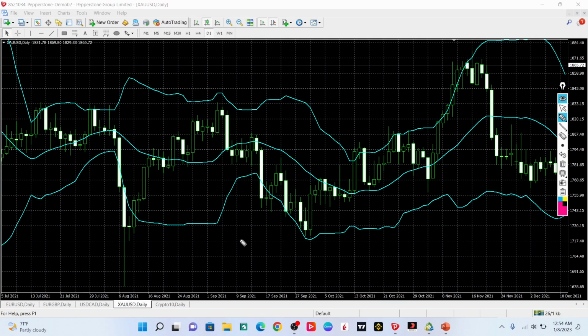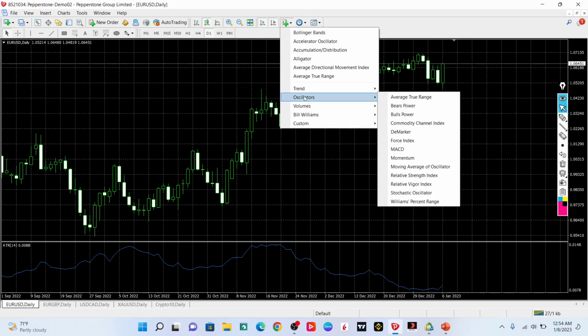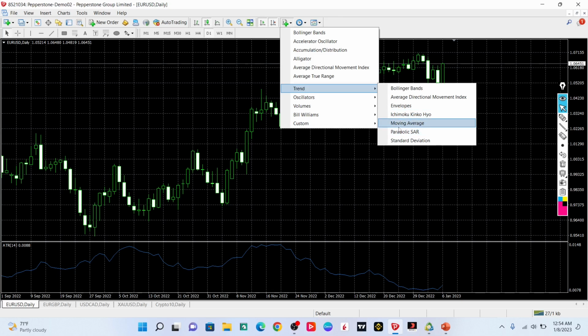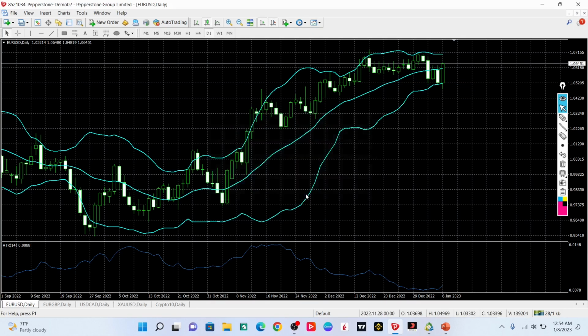So let's try to change the pair and go to euro dollar, okay? Euro dollar, we want to insert the Bollinger Band, so trend, then insert the Bollinger Band. Okay, so right here we have the Bollinger Band. I want you to note one thing, that this is how we trade the Bollinger Band. We use it in conjunction with other indicators.